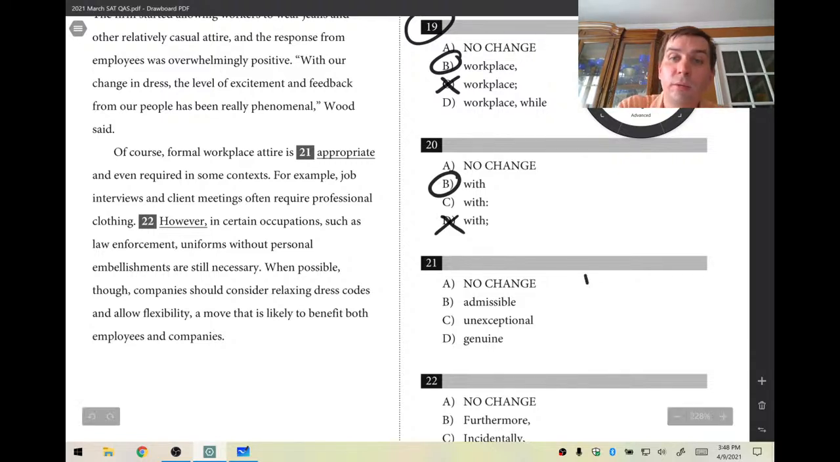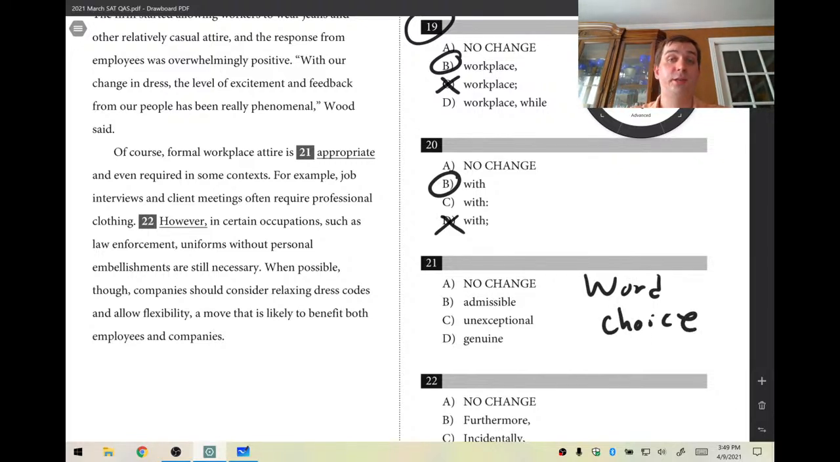What is the formal word choice and what makes the most logical sense within the context of this passage? And it was A, no change. It was fine. 21 is A. So appropriate makes sense.